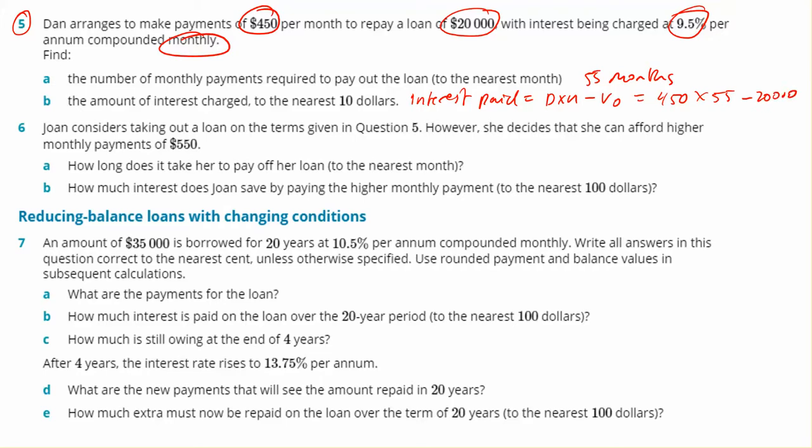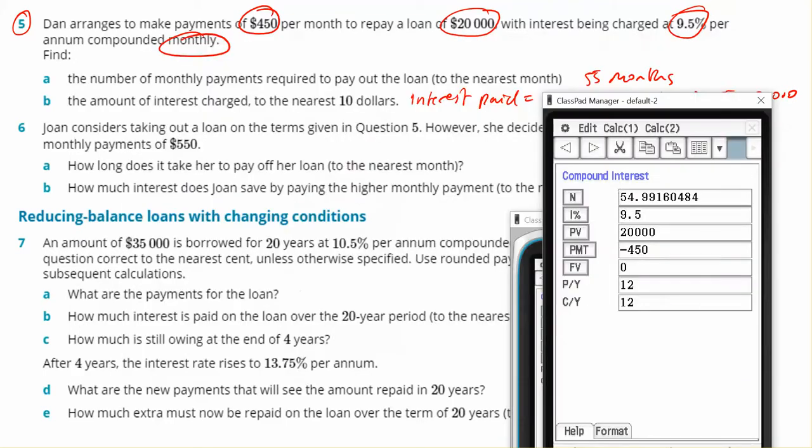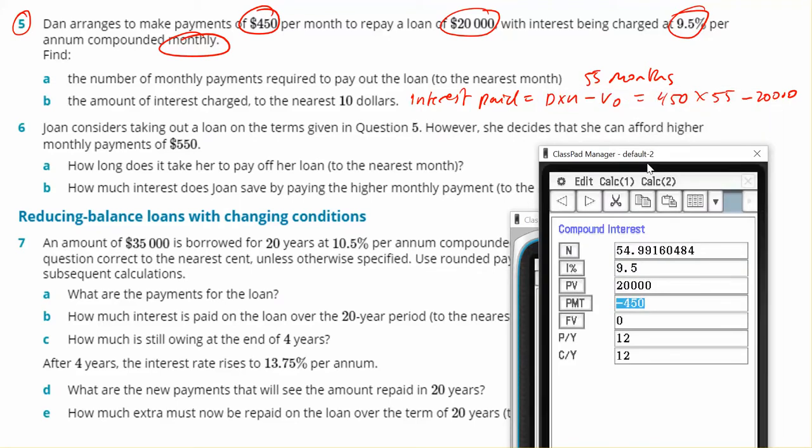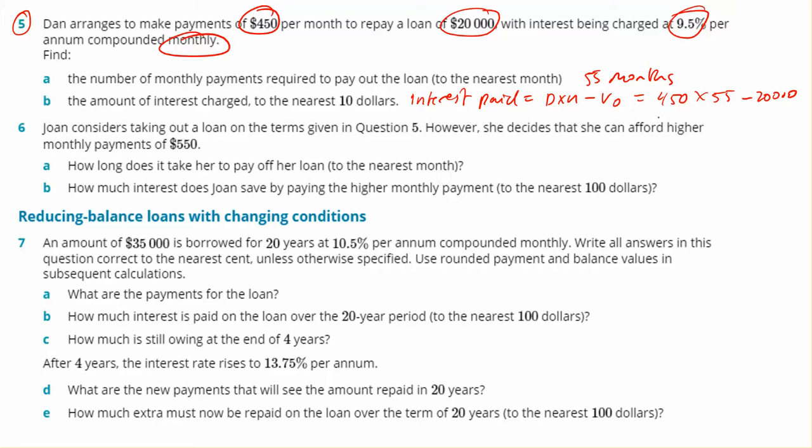So let's work that out on the calculator. You can use this as a calculator if you didn't know. So you go 450 times 55 minus 20,000. Okay, 4750. Make sure you put the dollar sign. That's the amount of interest charged on the loan.